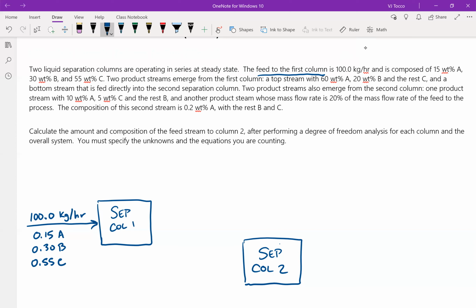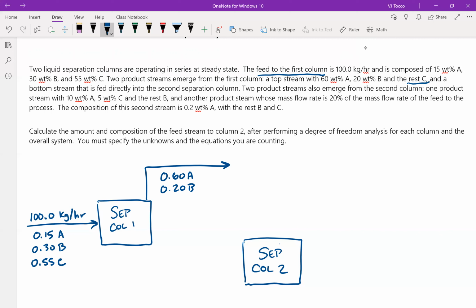The only thing I know in this problem, this 0.2 is a percent. So if I convert that to a fraction, I have to be careful to make that 0.002. But we'll get there. Okay, 2 product streams emerge from the first column. A top stream that has 60 weight percent A, 0.60 A, 0.20 B, and the rest C.